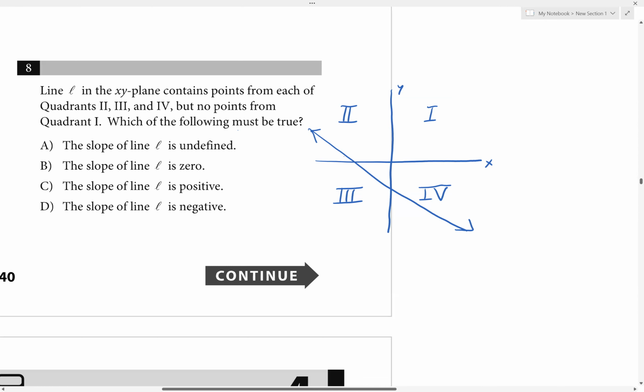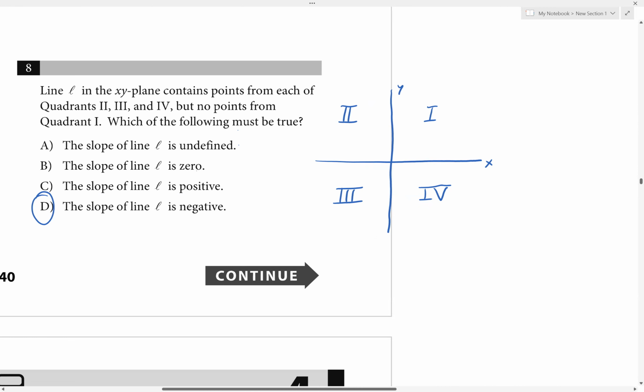If we draw something like this, we see that the slope of the line should be negative because we're going downward as we move to the right. So it should be a negative slope. It won't be undefined, because an undefined slope is a vertical line, which goes straight up and down. If you draw a vertical line, we won't be able to go through 3 quadrants. We can go through only 2 of these at most.